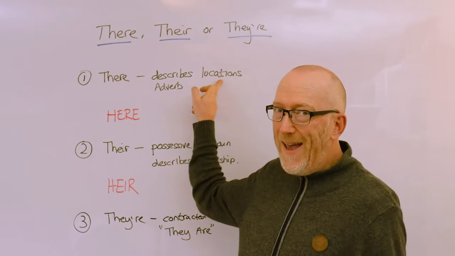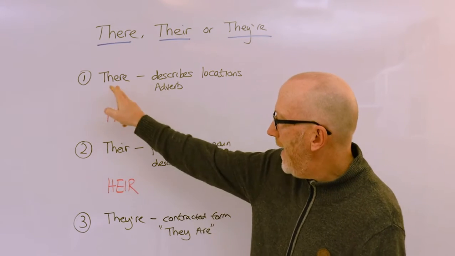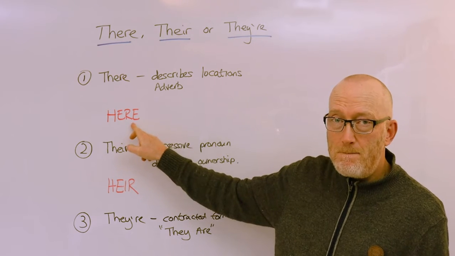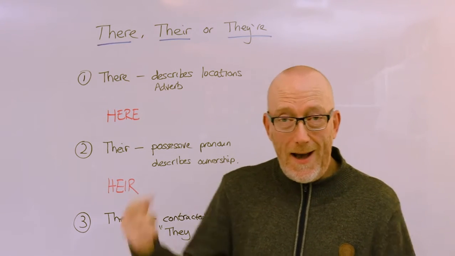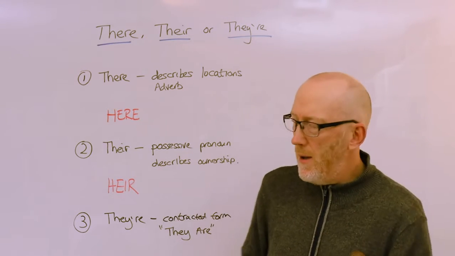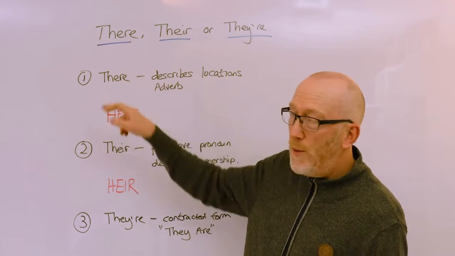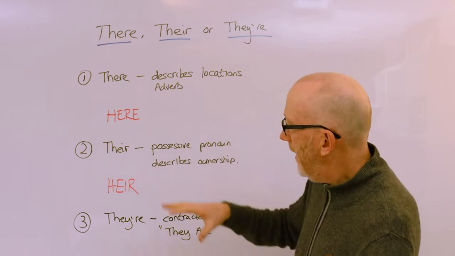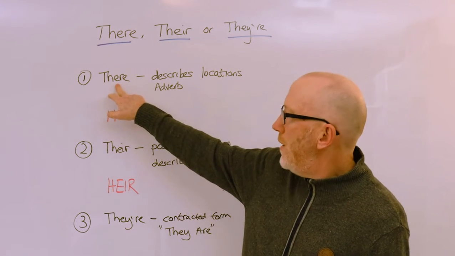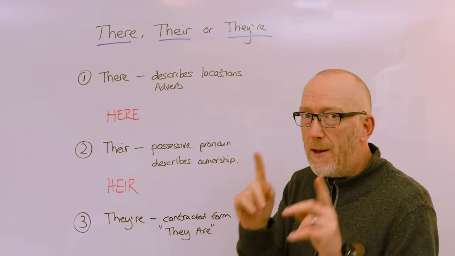Now it's all about locations. Location, location, location. And one of the great things about this word, there, is if you take the T off, you're left with the word here. Okay, here. Yeah, and here again is another word that is used to describe locations where you are. So if you're unsure, just take the T off, you get the word here, and you know you're describing locations.